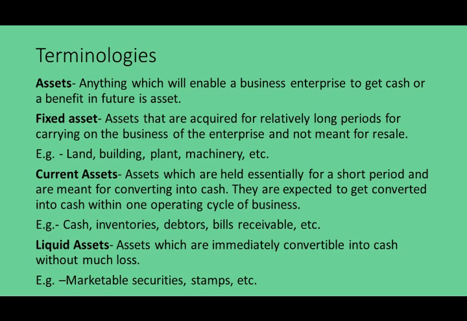Next is current asset. Assets which are held essentially for a short period and are meant for converting into cash. They are expected to get converted into cash within one operating cycle of business. Example, cash, inventories, debtors, bills receivable, etc.